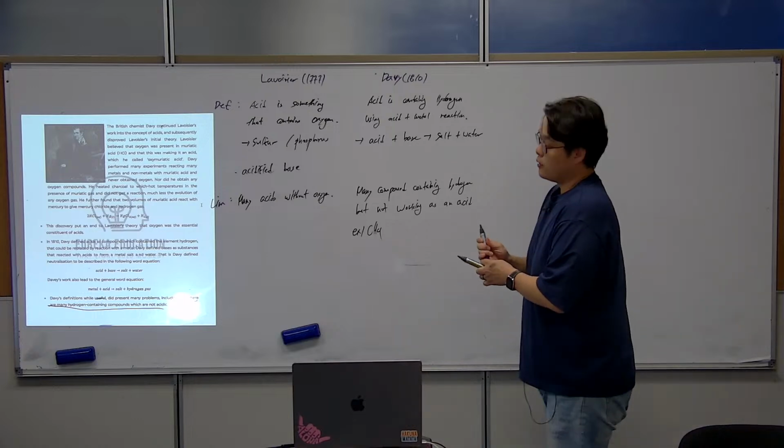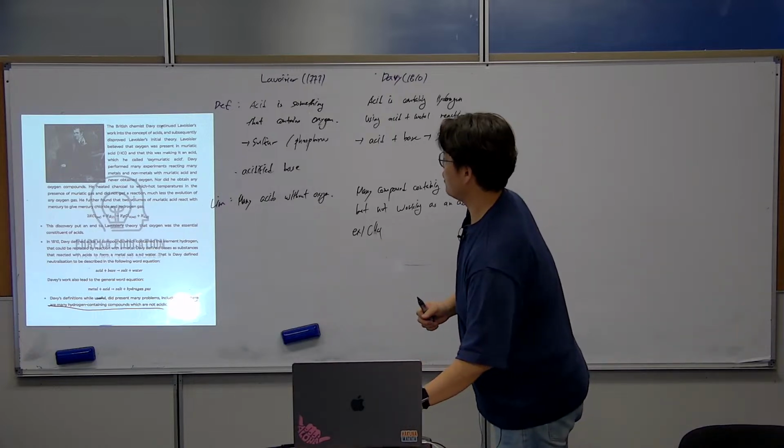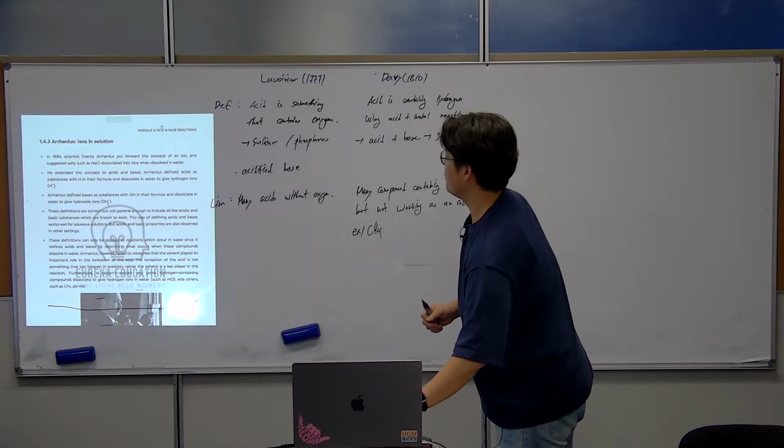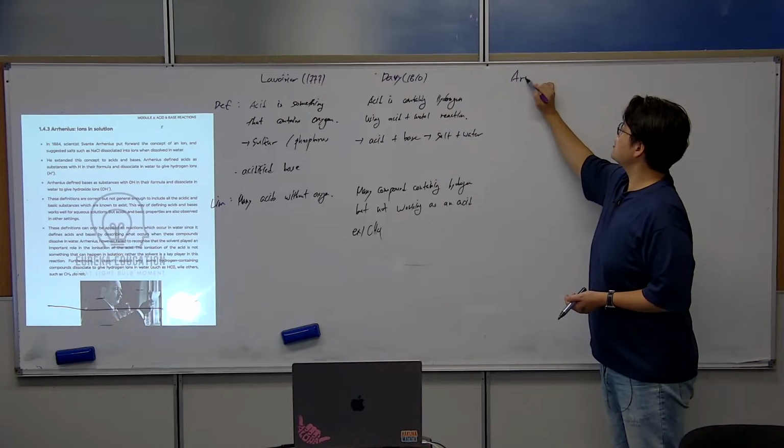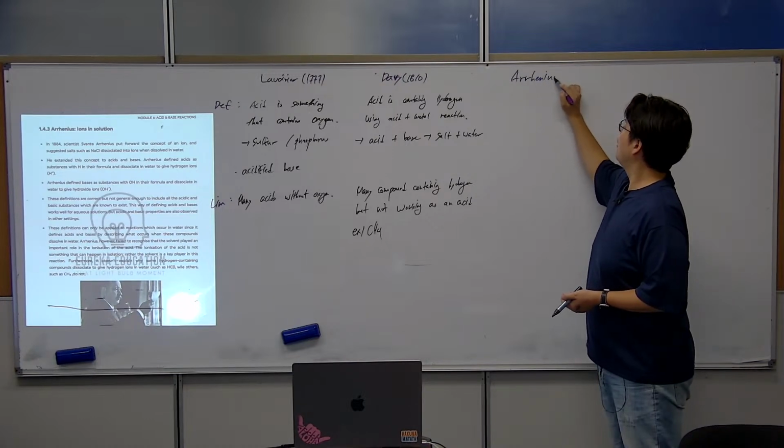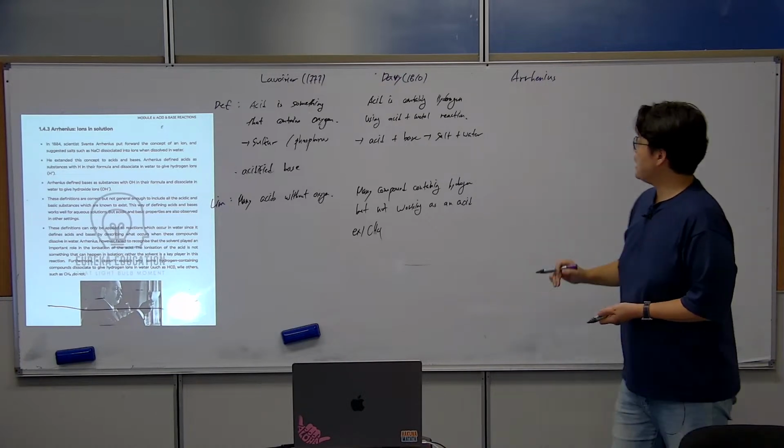Okay, so the next person comes along to improve on those limitations. The third person is known as Arrhenius, in 1884.